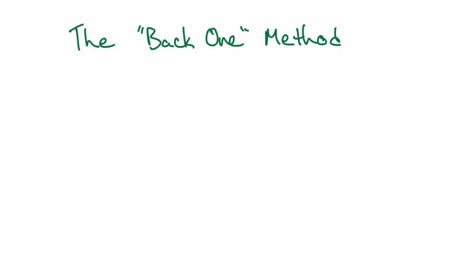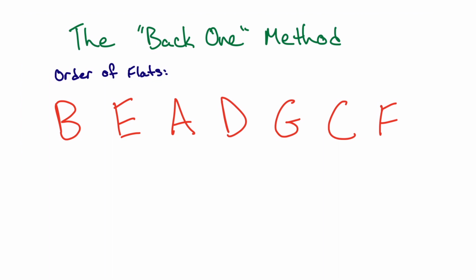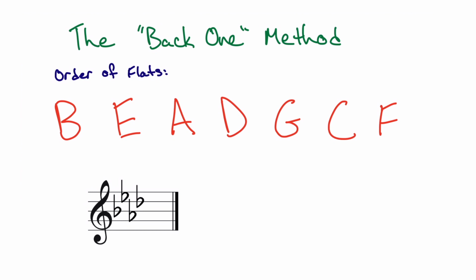So in order to identify the flat keys, we're going to use a method called the back one method. This is similar to a method that I've talked about with sharp keys called the skip one method, except instead of skipping forward, we're going to go back. So I've got my order of flats here: B flat, E flat, A flat, D flat, G flat, C flat, and F flat. And let's say we're given this key. We've got 4 flats in this key.